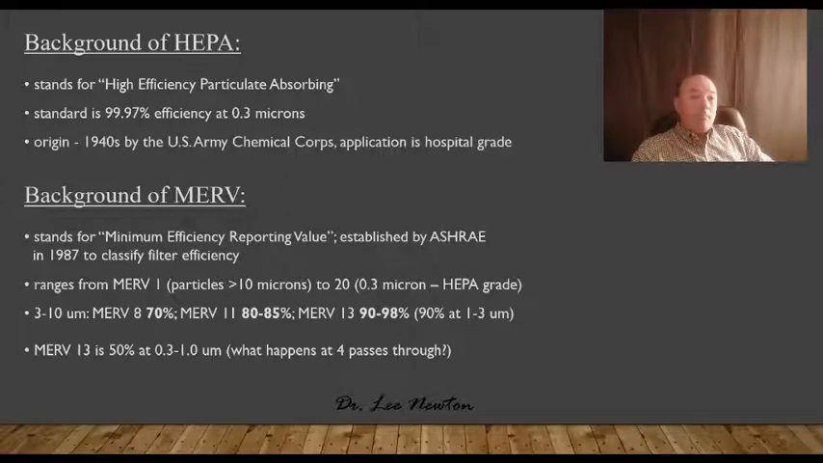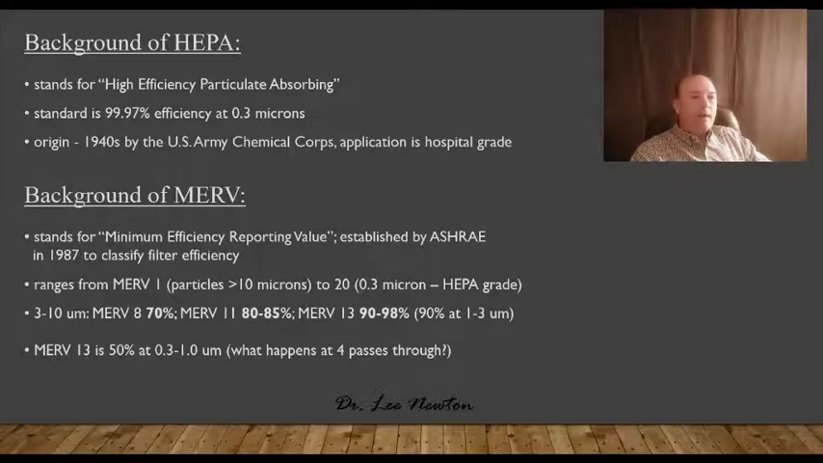Okay. Now let's talk about MERV. The acronym stands for Minimum Efficiency Reporting Value. It was developed by ASHRAE in 1987 as a way to help individuals discern how efficient their filters are. It ranges from MERV 1 to MERV 20. And up at the upper end of that scale, MERV 20, now you're getting to HEPA grade. But again, your household furnace is not going to have a MERV 20 filter. Mostly you're probably going to have somewhere between 5 and 8.